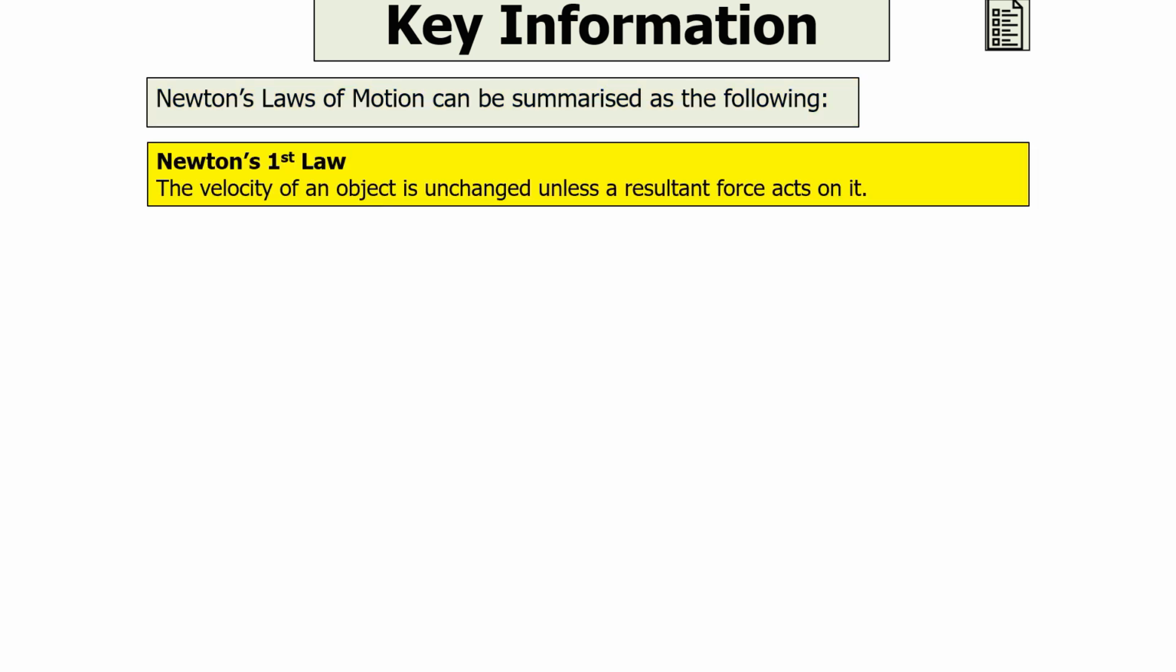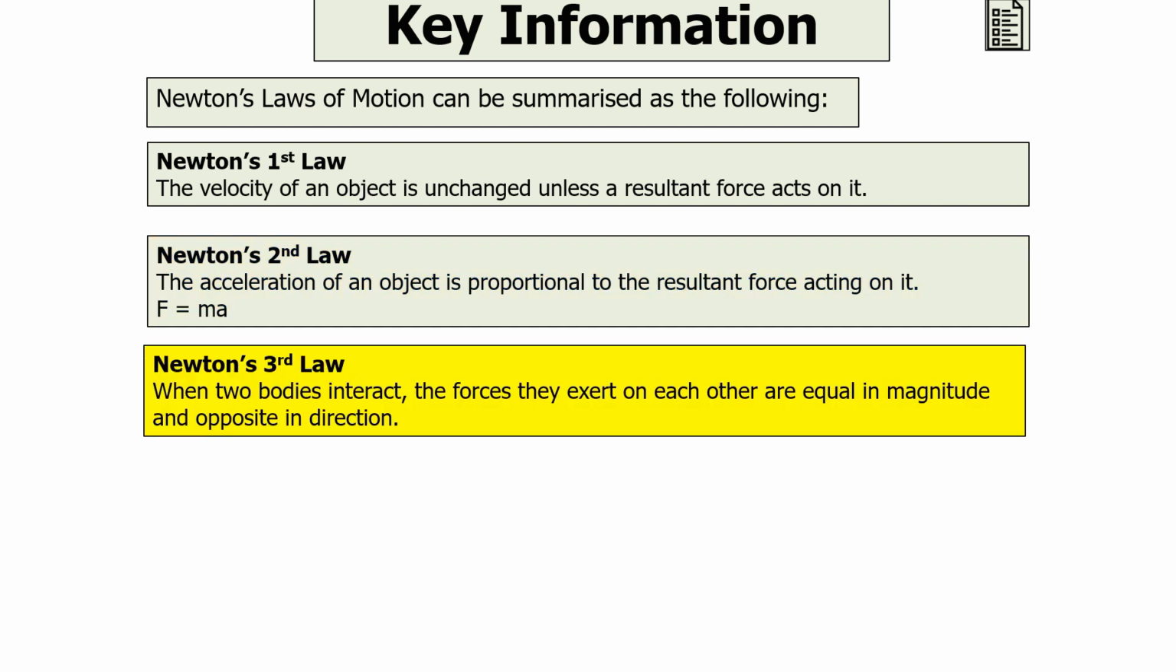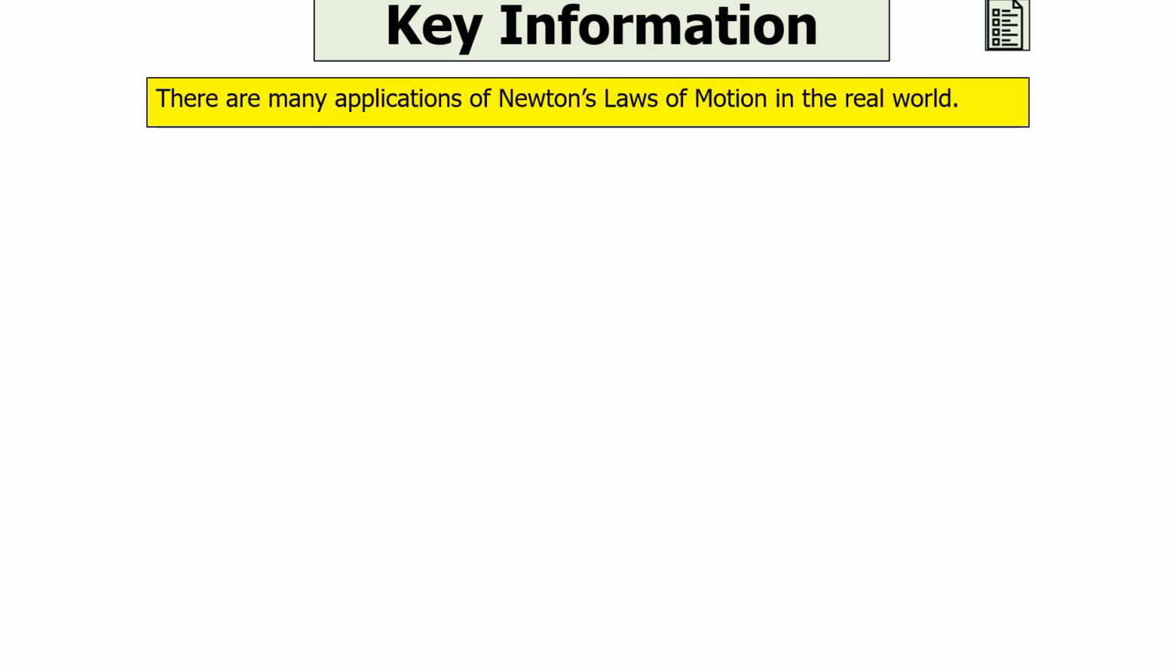So Newton's laws of motion can be summarized as the following. Newton's first law: the velocity of an object is unchanged unless a resultant force acts on it. Newton's second law: the acceleration of an object is proportional to the resultant force acting upon it, F equals ma. And Newton's third law: when two bodies interact, the forces they exert on each other are equal in magnitude and opposite in direction.